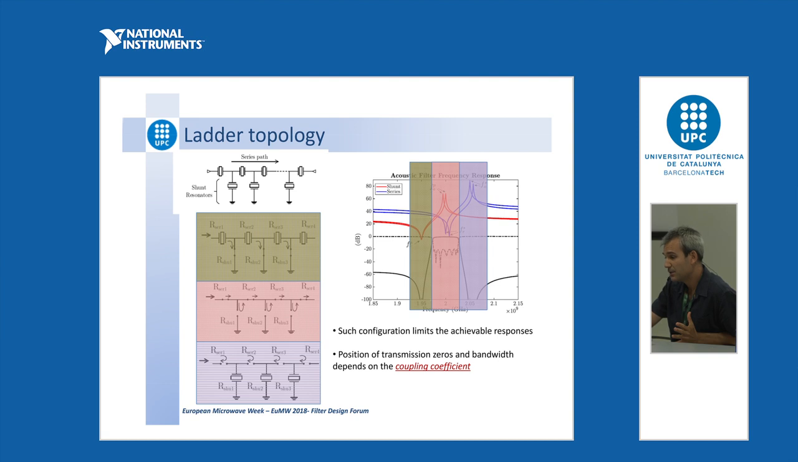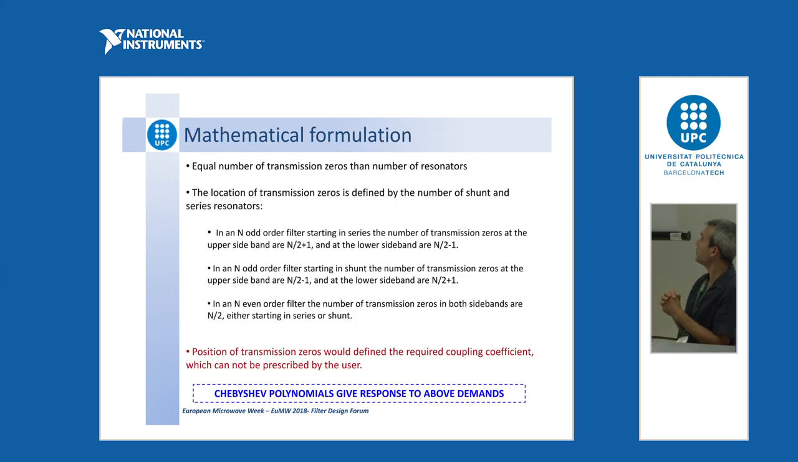But as we can see here now, the low impedance sections of the shunt resonators create transmission zeros at the lower sideband, and the high impedance region of the series resonators creates the transmission zeros at the upper sideband. So from that, we can already propose a mathematical formulation. In an acoustic filter following a ladder configuration, the number of transmission zeros should be equal to the number of resonators. And if the order of the filter is odd and we start with series, the number of transmission zeros at the upper sideband should be higher, actually one more than in the lower sideband. And if it starts with shunt, it's the other way around.